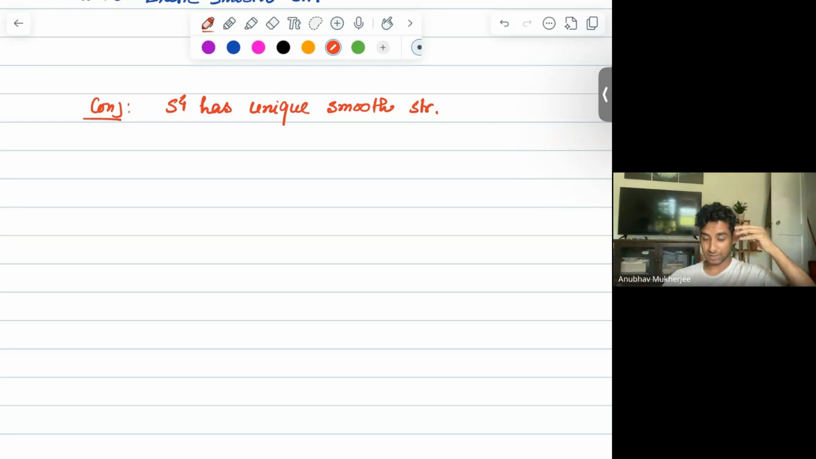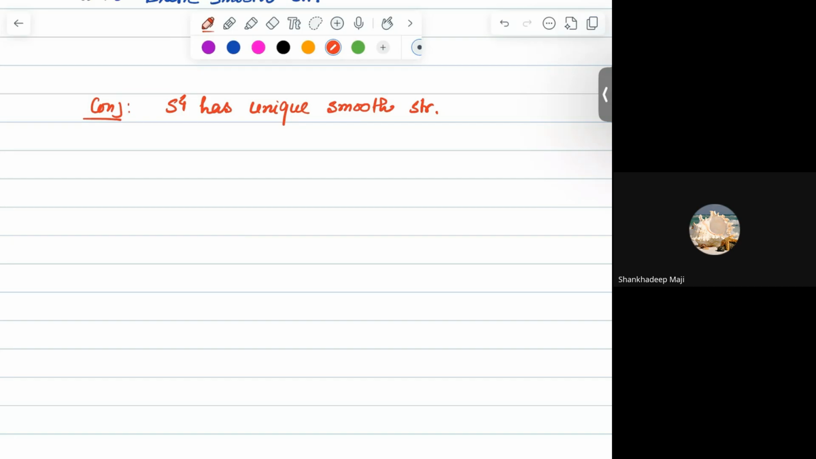Smooth structure helps you to define calculus. In other words, as I said, it means just a different definition of derivative, a different kind of derivative actually.